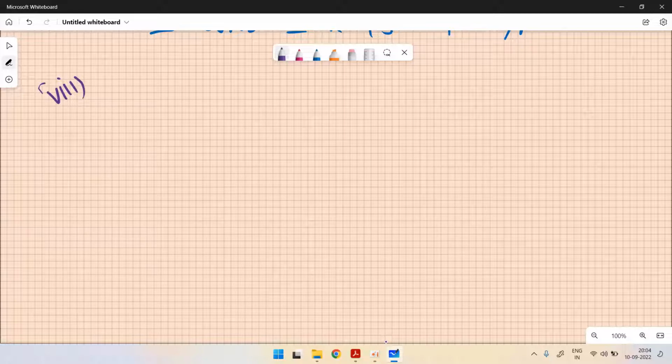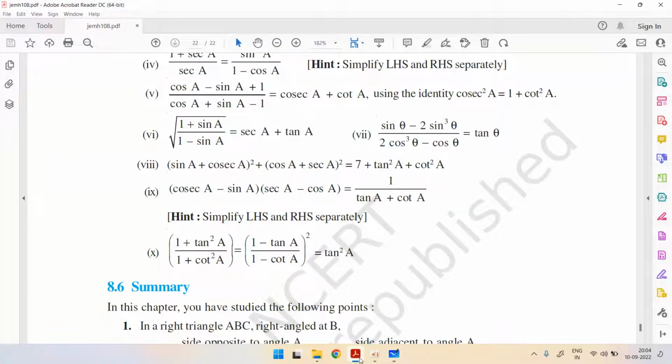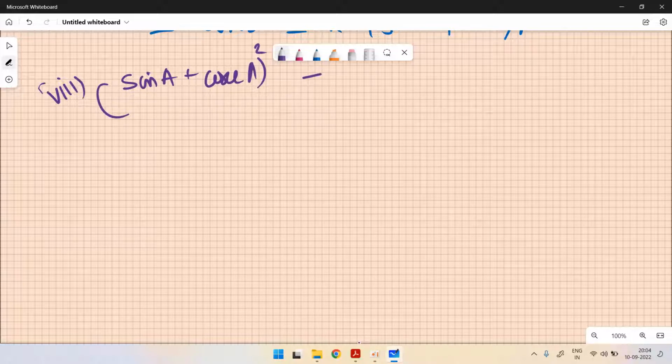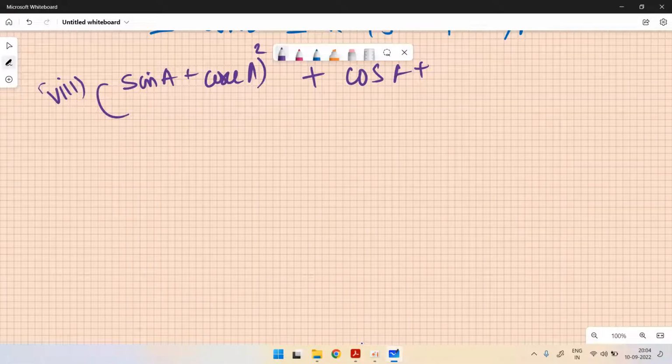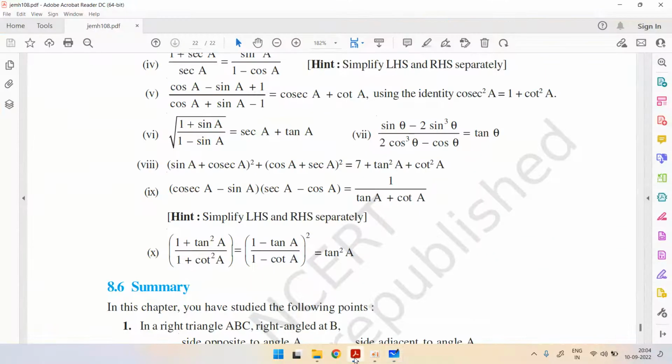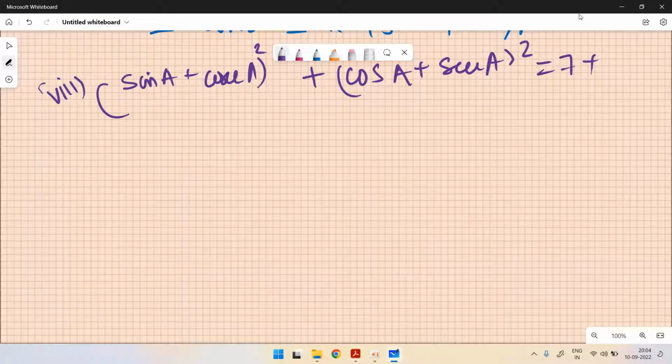sine A plus cosecant A whole square plus cos A plus secant A whole square equals 7 plus tan square A plus cot square A. We need to prove this.